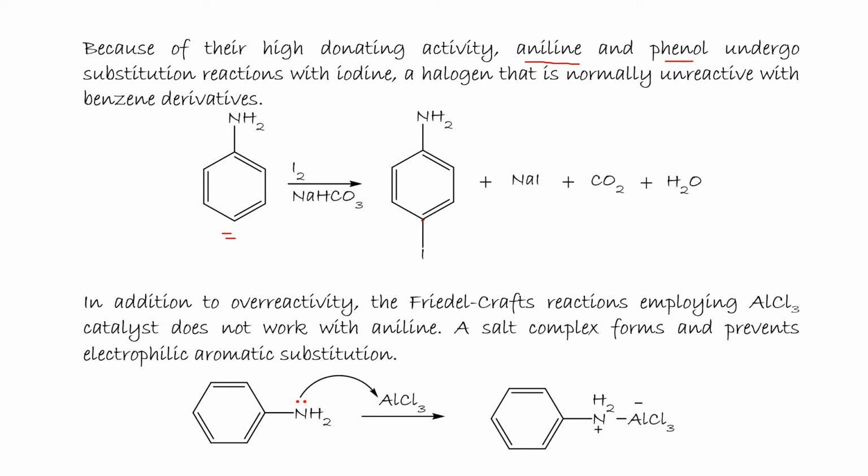in good yield. In addition to overactivity, the Friedel-Crafts reaction employing aluminum chloride as a catalyst does not work with aniline because NH2 is a good donating group. It will react with the Lewis acid aluminum chloride to form this complex, where you have a positive charge on N, so it becomes an electron-withdrawing and deactivating group. So the reaction will not go, and it needs different reaction conditions. So we cannot say that the Friedel-Crafts reaction will not go. No, it will go, but we will not use alkyl halide and aluminum chloride. Okay.